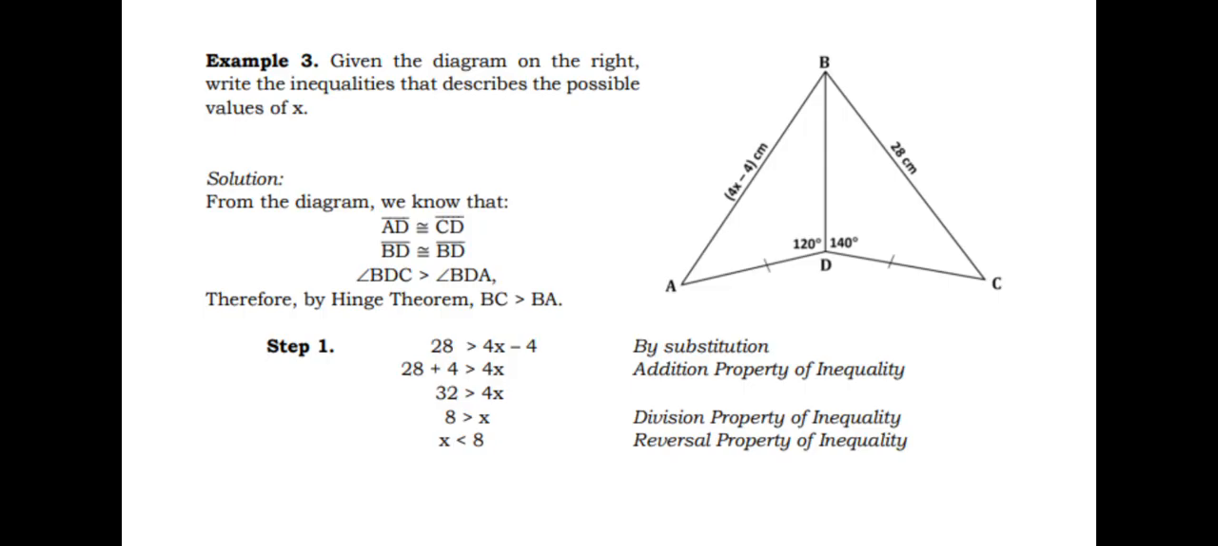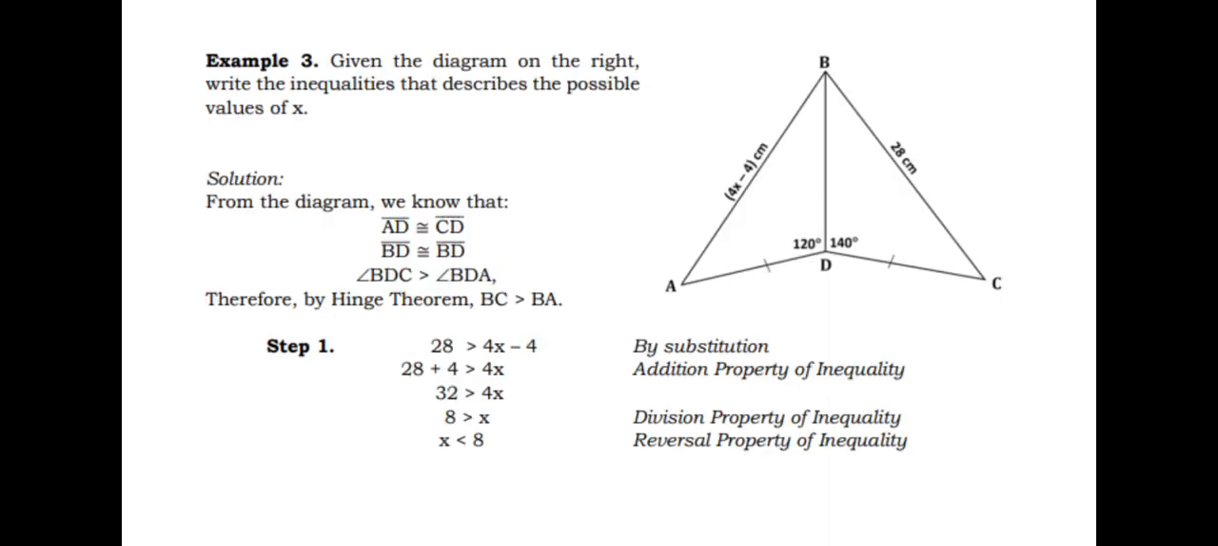So, let's check first for the conditions. The two triangles must have two congruent sides in order to apply hinge theorem. So this will be the first triangle, this one, and this is the second triangle.